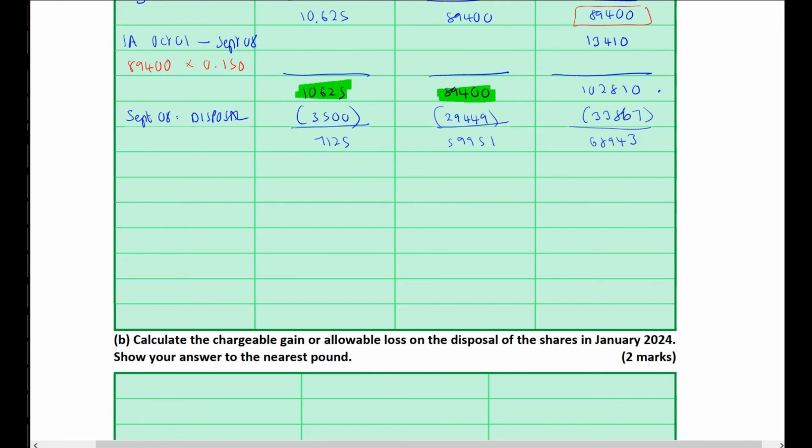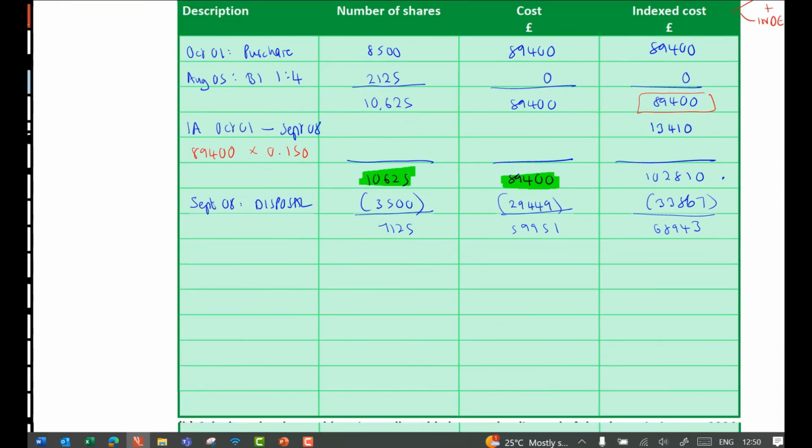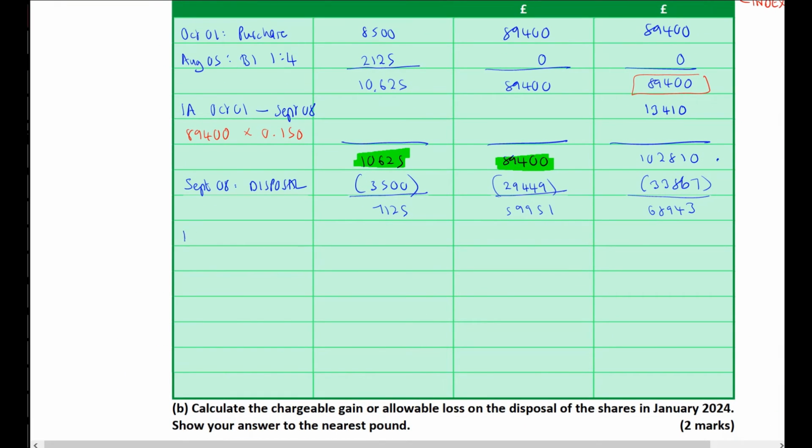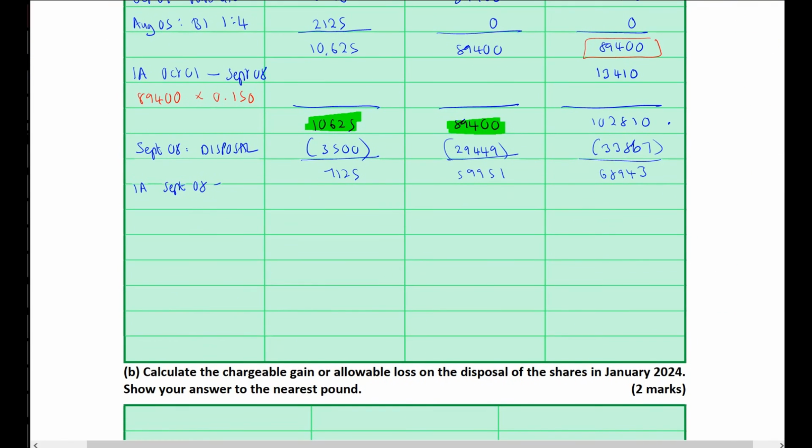As it turns out, at this point, I've done the disposal, so I've ticked that one off. The next thing I do is more indexation, and I need to index, so I need totals, so I did need subtotals there. So I'm now going to index from September 08 to November 10, which is here. And I index the indexed cost. So I'm going to say, let's see if I can fit it all in one row so I don't use too much space. So indexation allowance, it's going to be from September 08 till November 10, right.